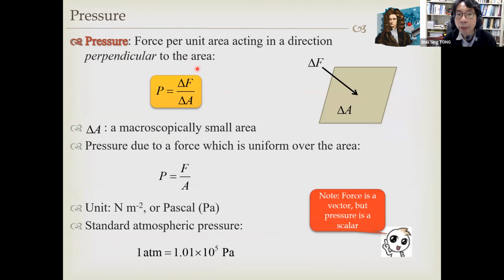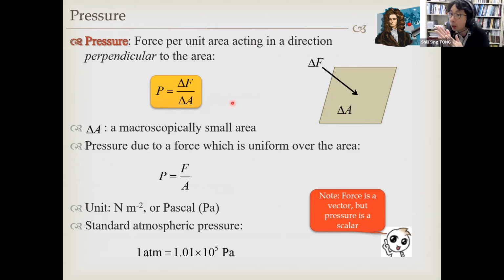Now, what is pressure? Pressure is a force acting on a unit area in a direction perpendicular to the area. That is the definition of pressure. Okay, so if you have a large area and you want to find the pressure at a certain position, the pressure at different positions in an area may be different. So if you want to find the pressure at that particular position, you may look at a small area, which I call delta A. You look at the normal force acting on that area, which I call delta F, and the force per unit area, delta F over delta A, is called the pressure. So the pressure is the force per unit area, but it only includes the normal force.